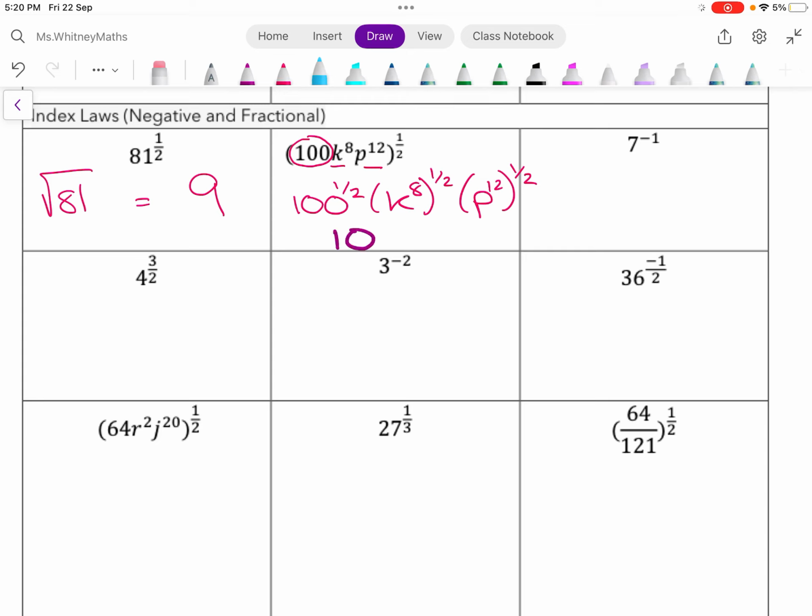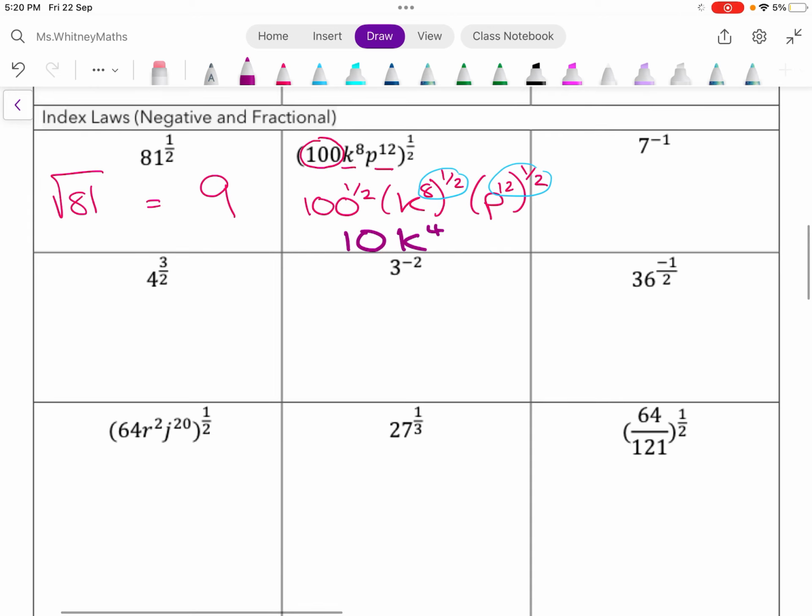Now whenever we have a bracket, we multiply the powers. So we're going to do 8 times a half, so a half of 8 is just 4. And then for the p to the 12 to the half, we're going to multiply the 12 and a half, and we get p to the 6th.